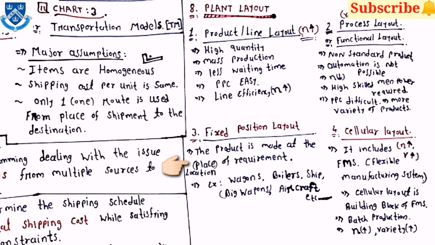Then the third layout is the fixed position layout. Here the product is made at the place or the location of the requirement, and the examples are wagons, boilers, ships, big weapons, aircraft, etc. Then the fourth layout is the cellular layout.